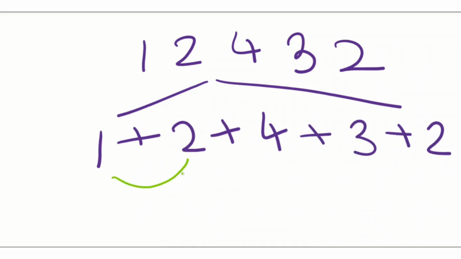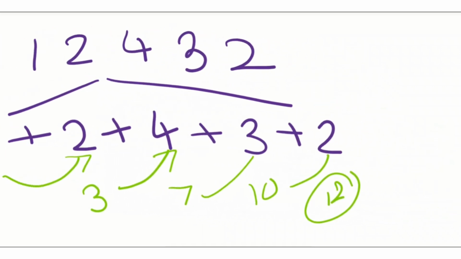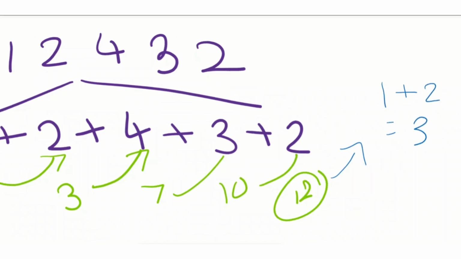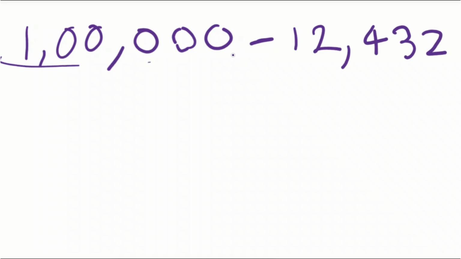Doing the basic addition, you get 1 plus 2, 3, 3 plus 4, 7, 7 plus 3, 10, and 10 plus 2, 12. To simplify 12 into a one-digit Navashesh, which will be the correct value, 1 plus 2 gives us 3, and therefore the final Navashesh of this is 3. How can you write the Nikhilam of the same number in form of subtraction question? This can be 1 lakh, that is 100,000, minus 12,432.